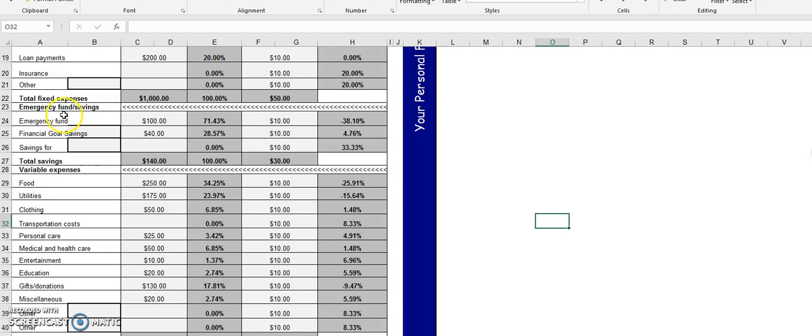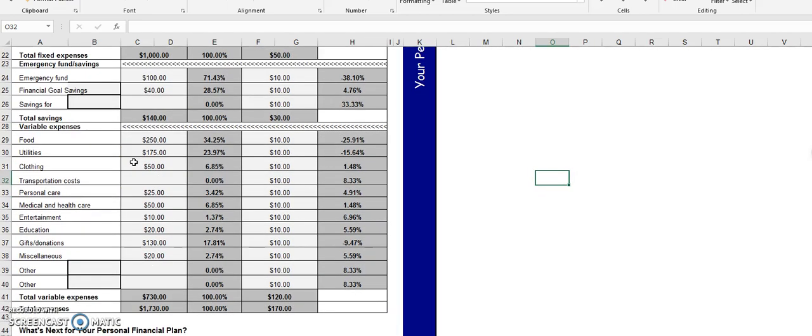Now, emergency fund. Okay, so if I'm going to have a surplus every month of about $140, I'm going to allocate $100 to that emergency fund, and I'm going to allocate or budget $40 to my financial goal. So my total allocation of savings is $140. So let's look at the variable expenses.